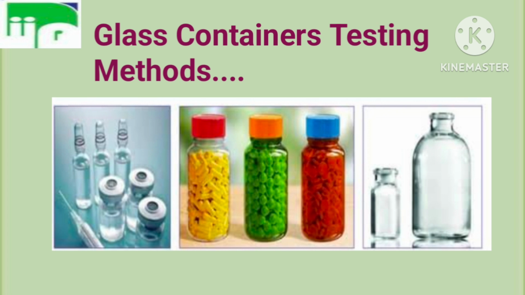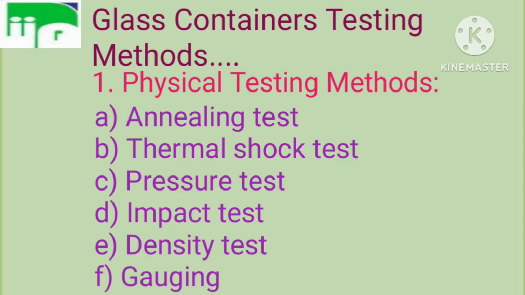Glass bottles, once manufactured, are required to be subjected to certain tests in order to ensure their stability for use. Today we are confining ourselves only to the tests that are adopted in the case of container glass bottles used in pharmaceuticals, food and beverages industries. The tests which are carried out can be classified under two headings: physical testing methods and chemical testing methods.